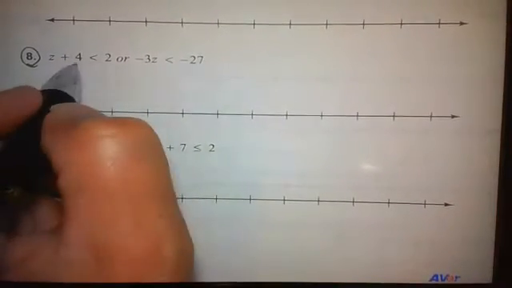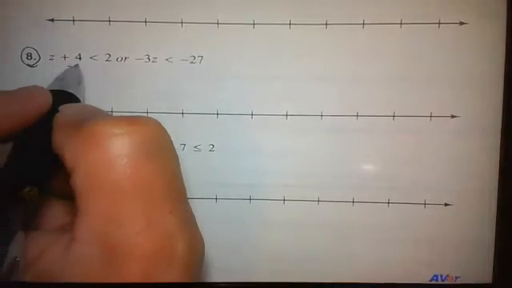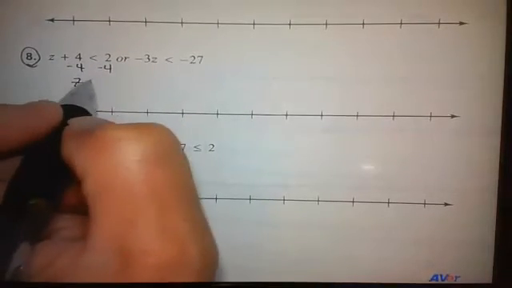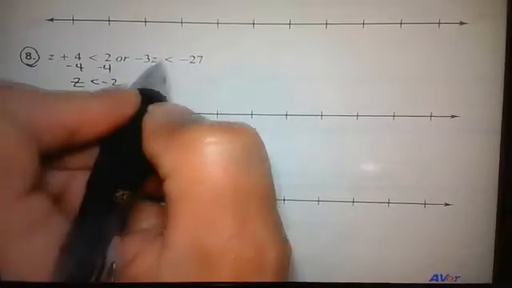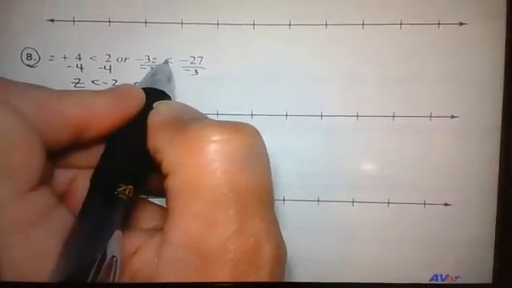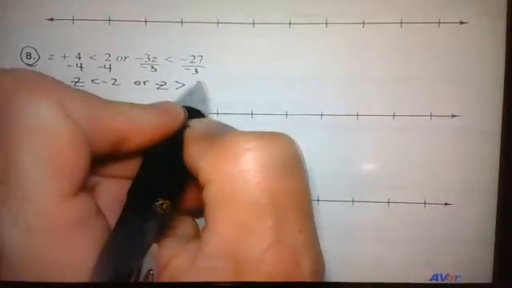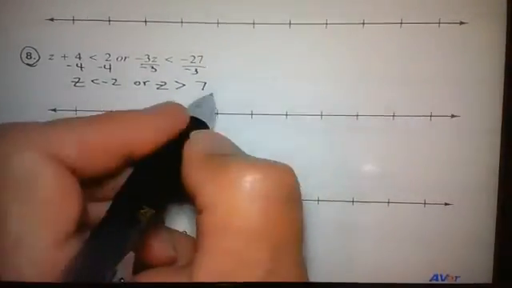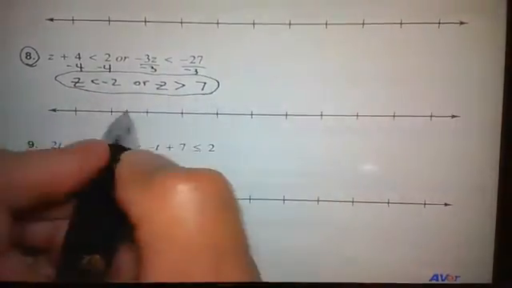Number 8, an or situation. Just do this one. Z plus 4 minus 4 minus 4. Z is less than negative 2. Or divide by negative 3, divide by negative 3. Z, red alert, is greater than 7. Okay, so I've got my or situation here.